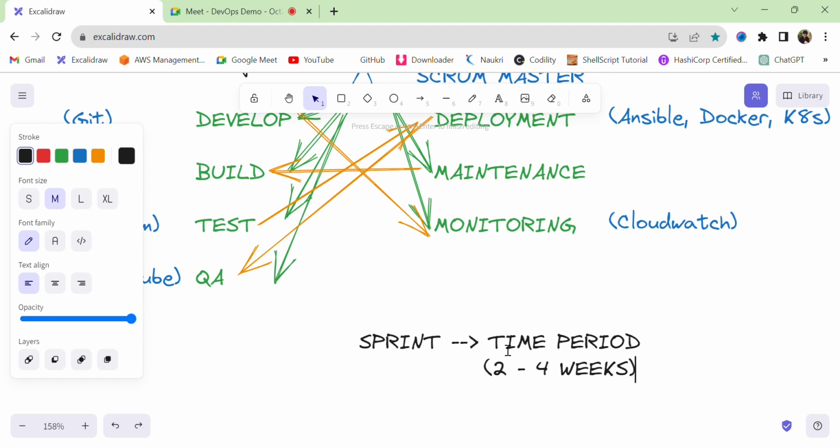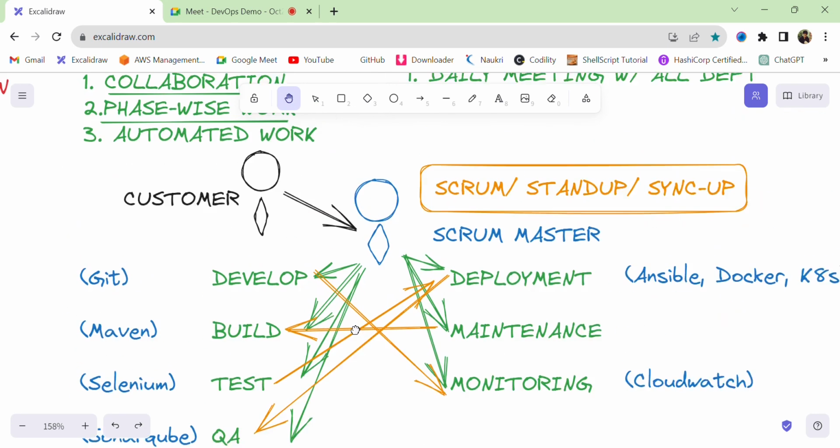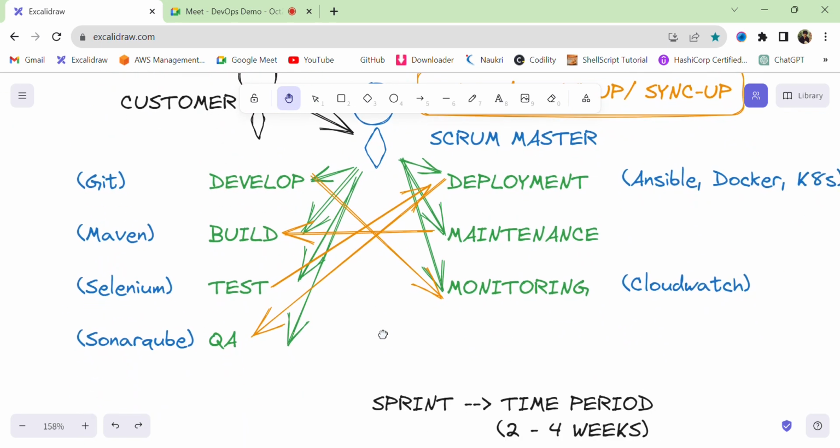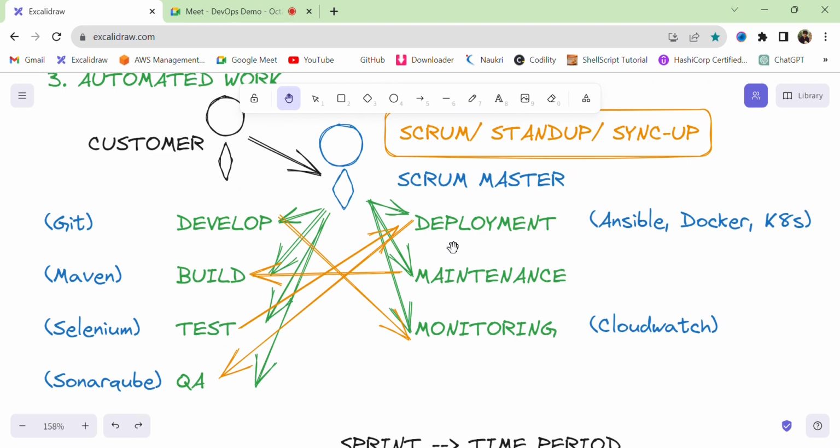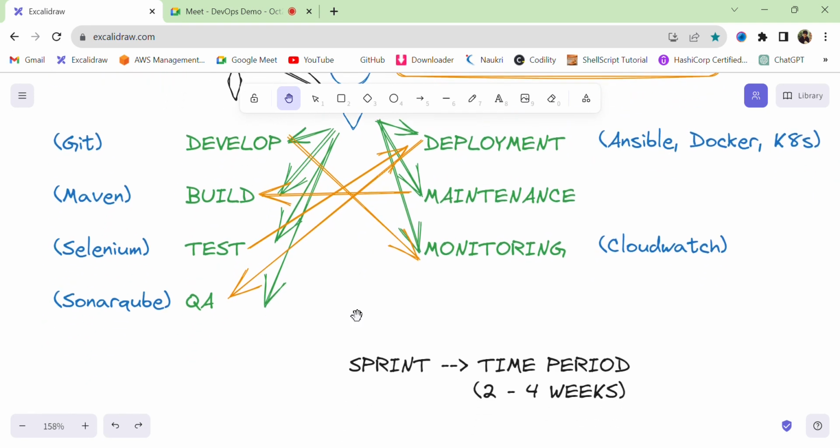Sprint, Scrum Master, sync up meeting, stand up meeting, it is all related to the agile process. The agile process has all these concepts. We have Scrum Master, sync up meeting, stand up meeting, and sprint. They look very complicated, but they are very simple concepts. Scrum Master is a person who collaborates with the internal team and the customer. A scrum, stand up or sync up meeting is a daily meeting done with all the departments. And a sprint is a time period of 2 to 4 weeks. It can be 2 weeks, 3 weeks, or 4 weeks. So this is what exactly a sprint means.